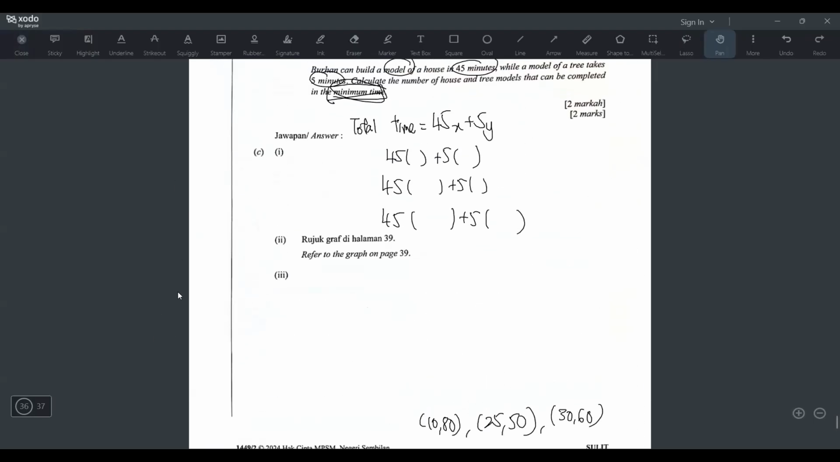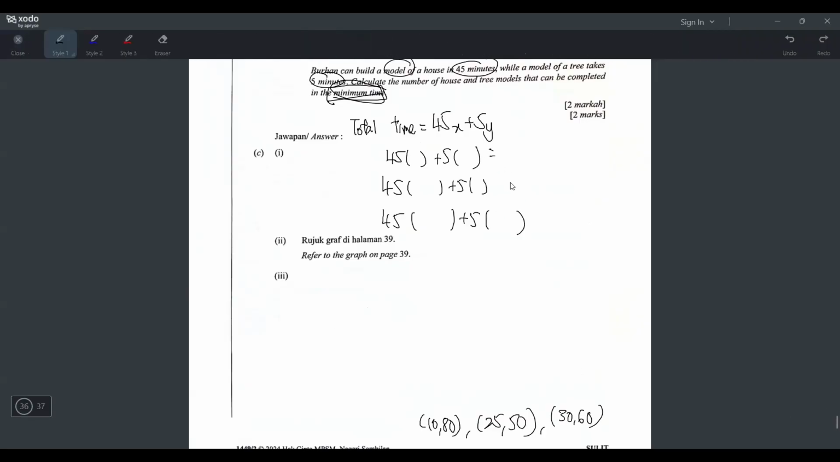Alright, so maksudnya jawapan dia mesti berada di bucu lah. So now I will sub in and see which one gives me the minimum time. Okay, so this one is (10, 80). Make sure you sub x is 10, y is 80. If you sub the other way around, it's also wrong. Okay, next one is 45x, so 25, and then the y is 50, then it's 30, then it's 60.